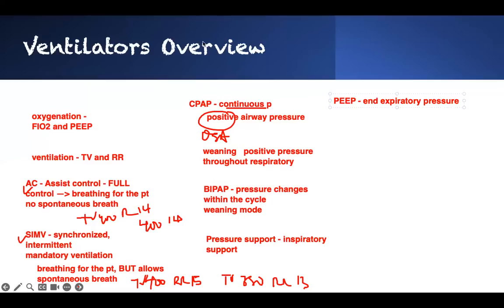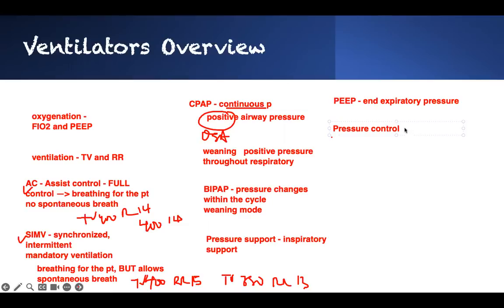There's one that is a little bit advanced. That one is pressure control. So this is different, pressure control. It's not the volume. All this: assist control, SIMV, CPAP, BiPAP, pressure support, and PEEP, they can be classified as volume control modes. This is a pressure mode. So there are two types of mode: a volume mode and a pressure mode.